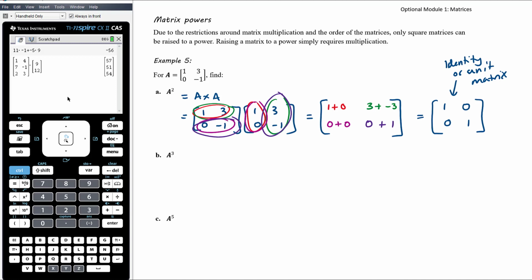Okay, then if we want to do A cubed, means A times A times A. But we want to think about how we can use what we've already done. So that's the same as having A squared times A, for example, or A times A squared. That's the same thing. So let's do it that way. Let's use A squared that we just worked out, which is that, and multiply it by A.